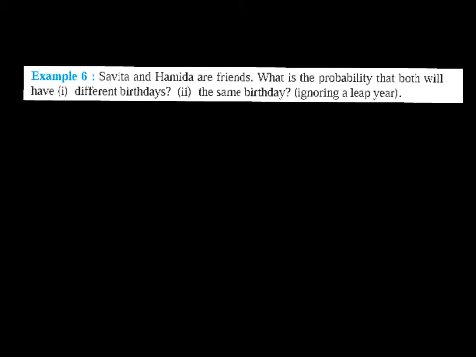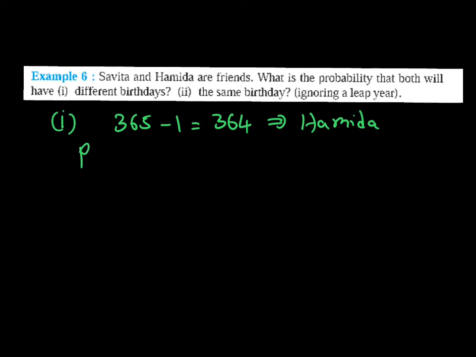Now let's come to the first part of the question. Different birthdays. If Hamida's birthday is different from Savita's, the number of favorable outcomes for her birthday is going to be 365 minus 1, 364. This is for Hamida. If Hamida's birthday is different from Savita's birthday, then the favorable outcomes for Hamida's birthday will be one of those 364 days. So the probability of Hamida's birthday, which is different from Savita's, will be out of 365, the favorable outcomes are 364. That answers the first part of the question, that the probability of different birthdays will be 364 over 365.